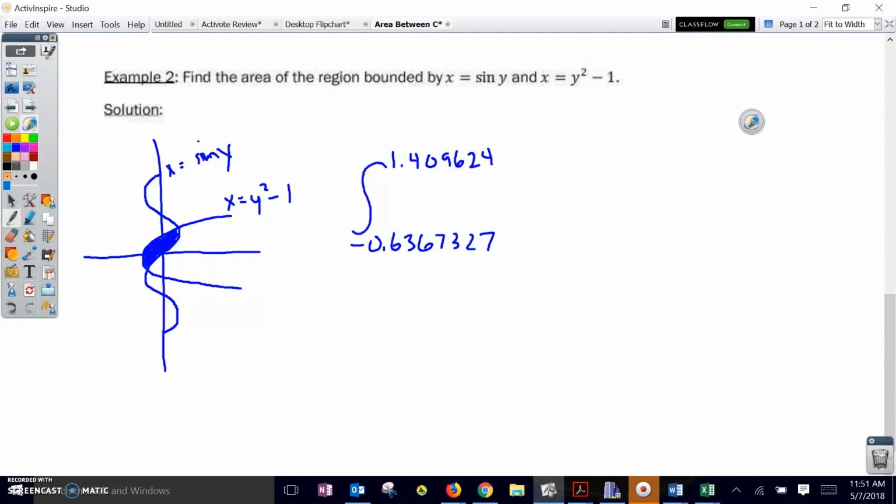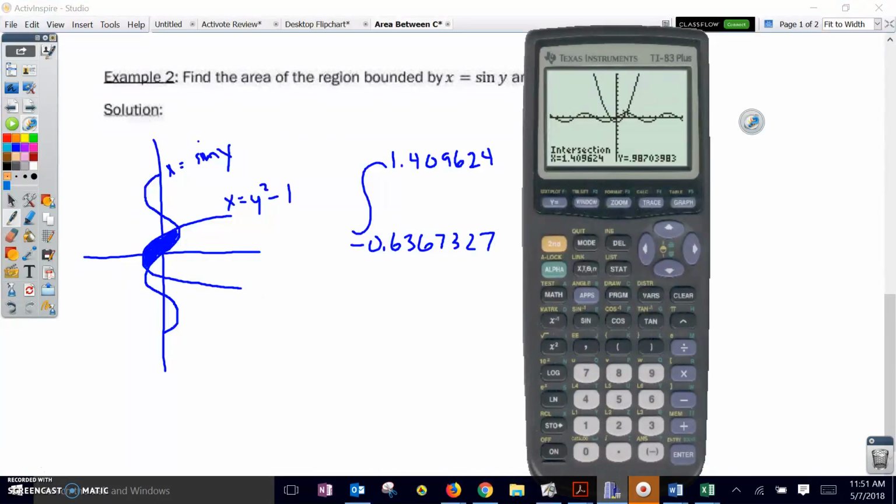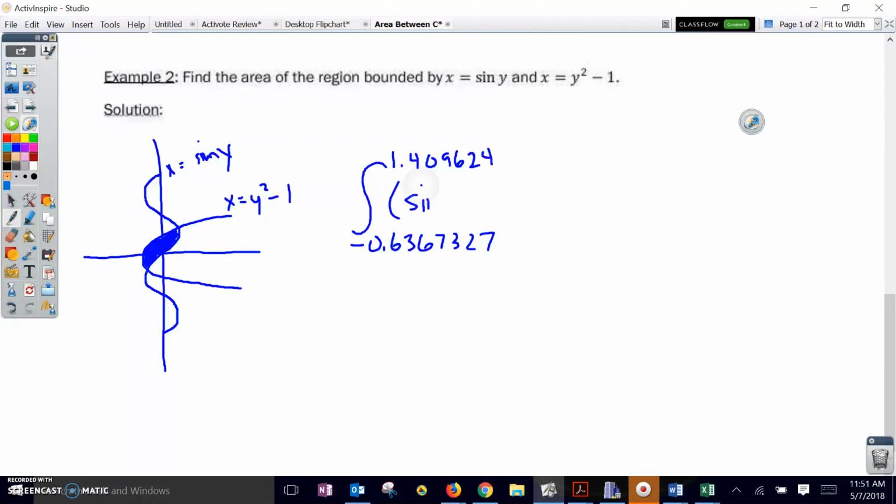And my upper curve in the inverse graph is the sine of x. So in reality, and you can see from the picture, the curve to the right of the bounded region is the x equals sine of y. So that's going to come first in my integrand. So I've got sine of y minus y squared minus 1. And I'm going to integrate that with respect to y.